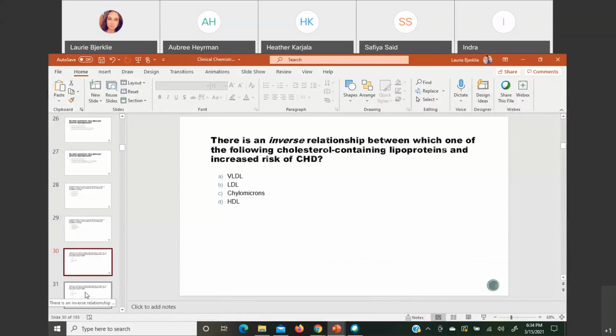Okay, so we have a couple answers, and it is D, HDL. So again, HDL is your good cholesterol. So the more HDL you have, the lower your risk of coronary heart disease, and vice versa. The less HDL you have, the higher risk of CHD. So that's where the inverse relationship, when one goes down, the other goes up.